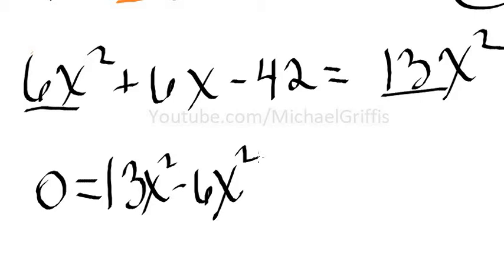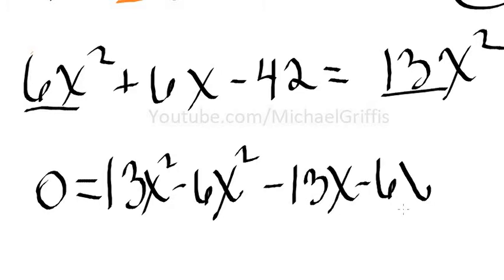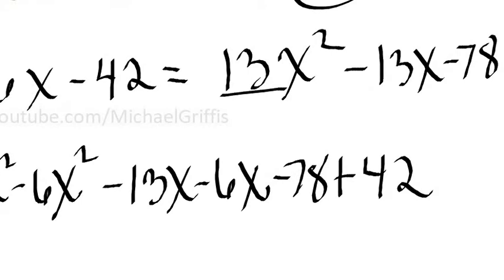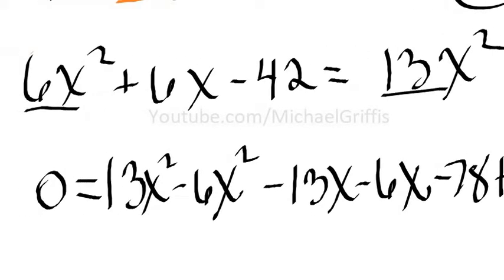Minus 13x minus 6x and minus 78 plus 42. I know you can't see it. So I took the 6x squared over to the right, makes it negative. Take the 6x over to the right, the equal sign makes it negative. Took the 42 over to the right-hand side, made it positive.